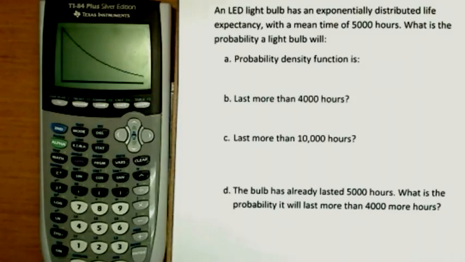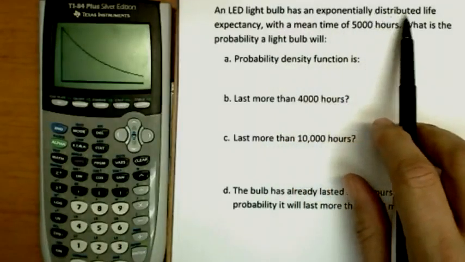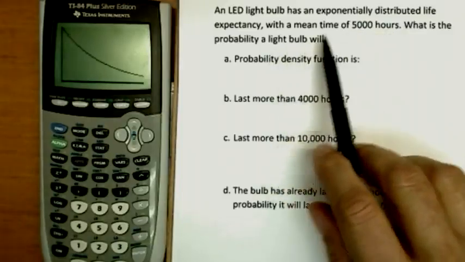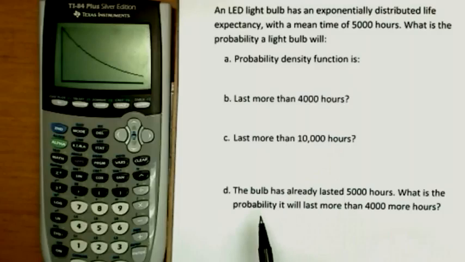Okay, now we're going to do another probability problem. An LED light bulb has an exponentially distributed life expectancy with a mean time of 5,000 hours. What is the probability the light bulb will last more than 4,000 hours, last more than 10,000 hours, and if it's already lasted 5,000 hours, what's the probability it will last an additional 4,000 hours or more from that point?